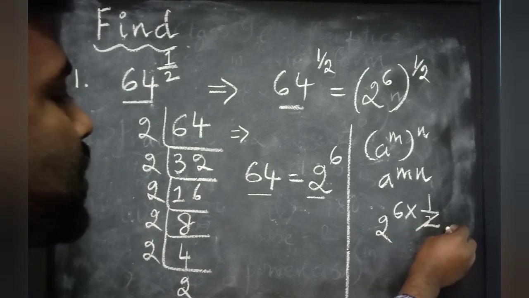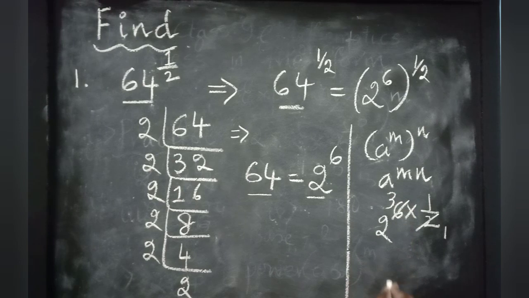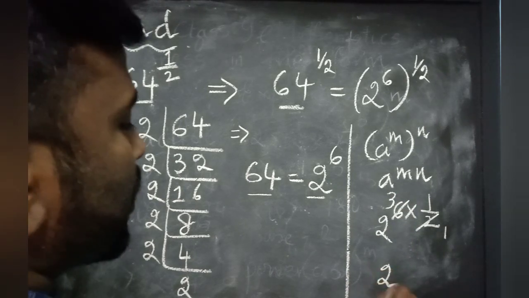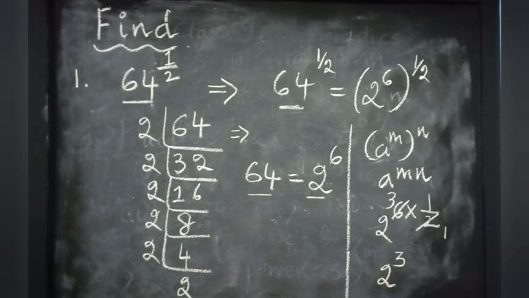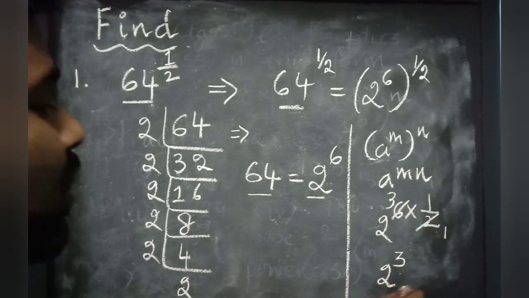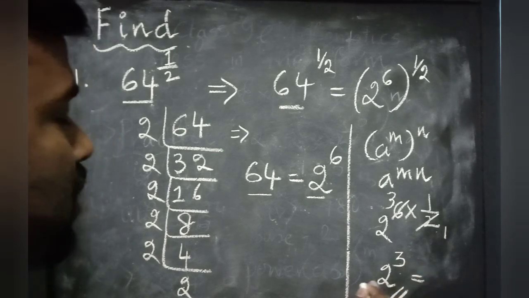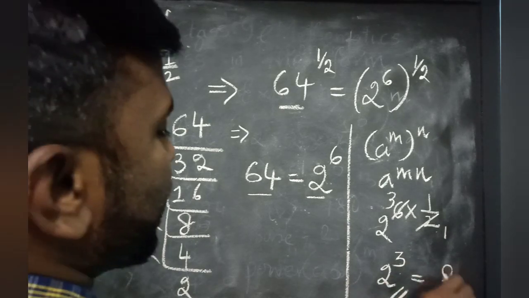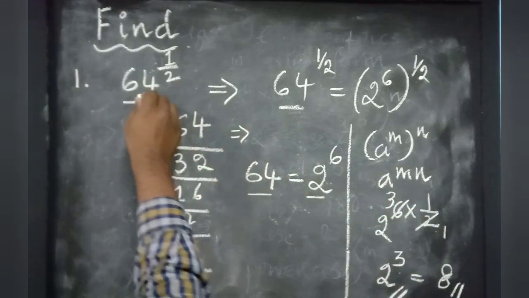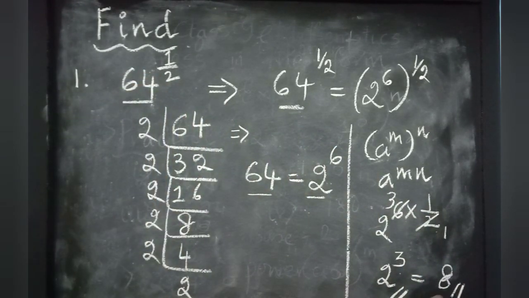Now 2 times 1 is 2, 2 times 3 is 6. What we get is 2 to the power 3. Now 2 to the power 3 is 2 into 2 into 2, which is 8. Therefore, the value of 64 to the power 1 by 2 is 8 or 2 to the power 3.